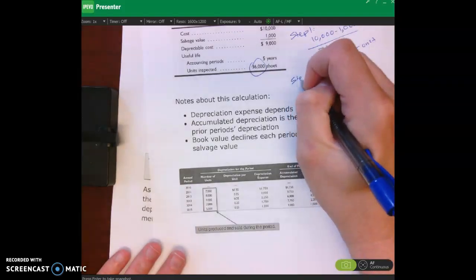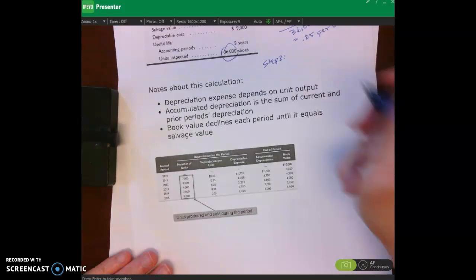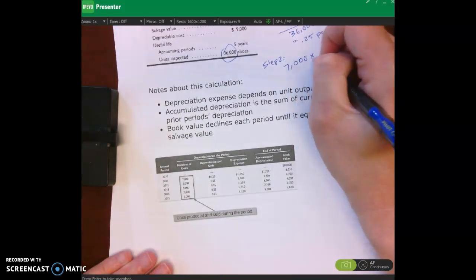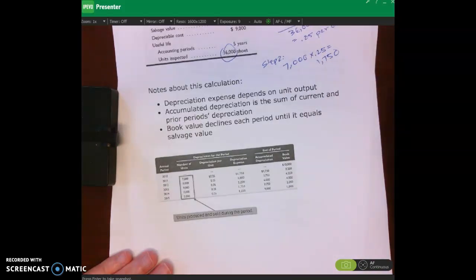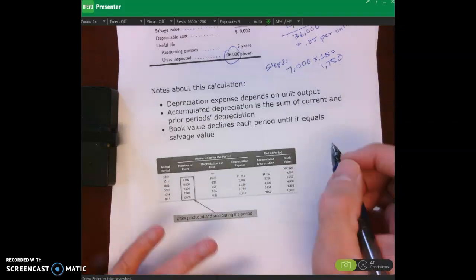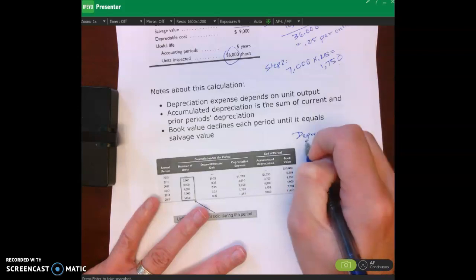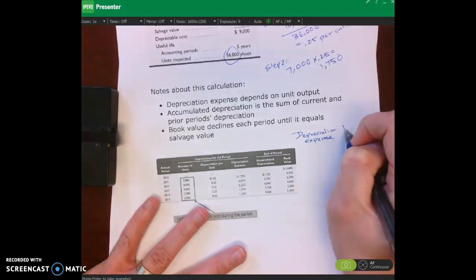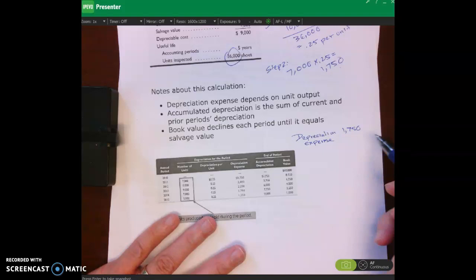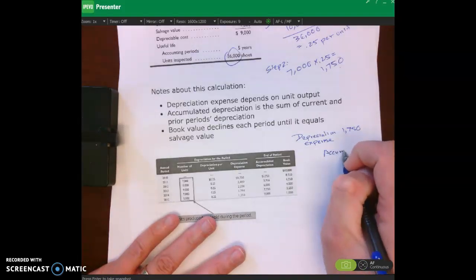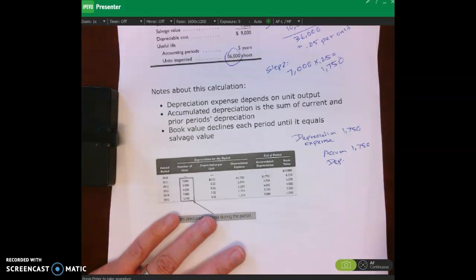And then step two, it says we produced 7,000 units. 7,000 times my 0.25, which equals my 1,750. Okay? So that would be my depreciation expense. Now my journal entry would be the same. Debit depreciation expense, $1,750. What I debit and what I credit is the same across all methods. It's just the dollar amounts that are different. And then credit accumulated depreciation, $1,750. Okay, so that would be my journal entry.